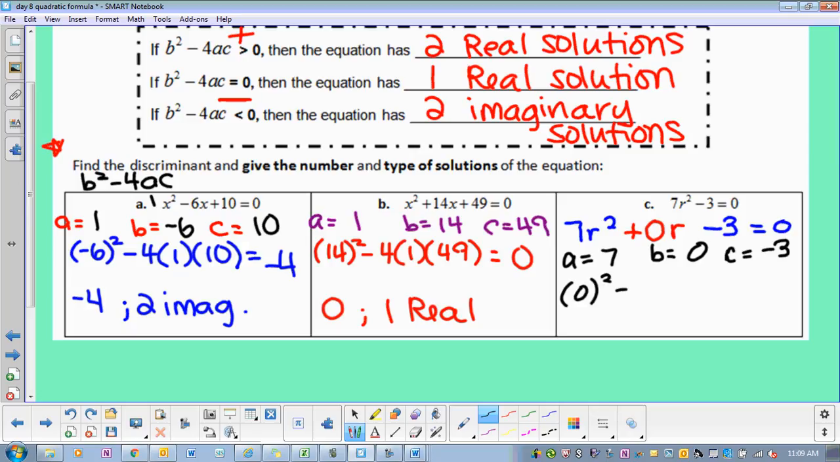b squared minus 4ac equals what? 84. Wait, that's a positive number? So what does that tell me about the number? Two real.